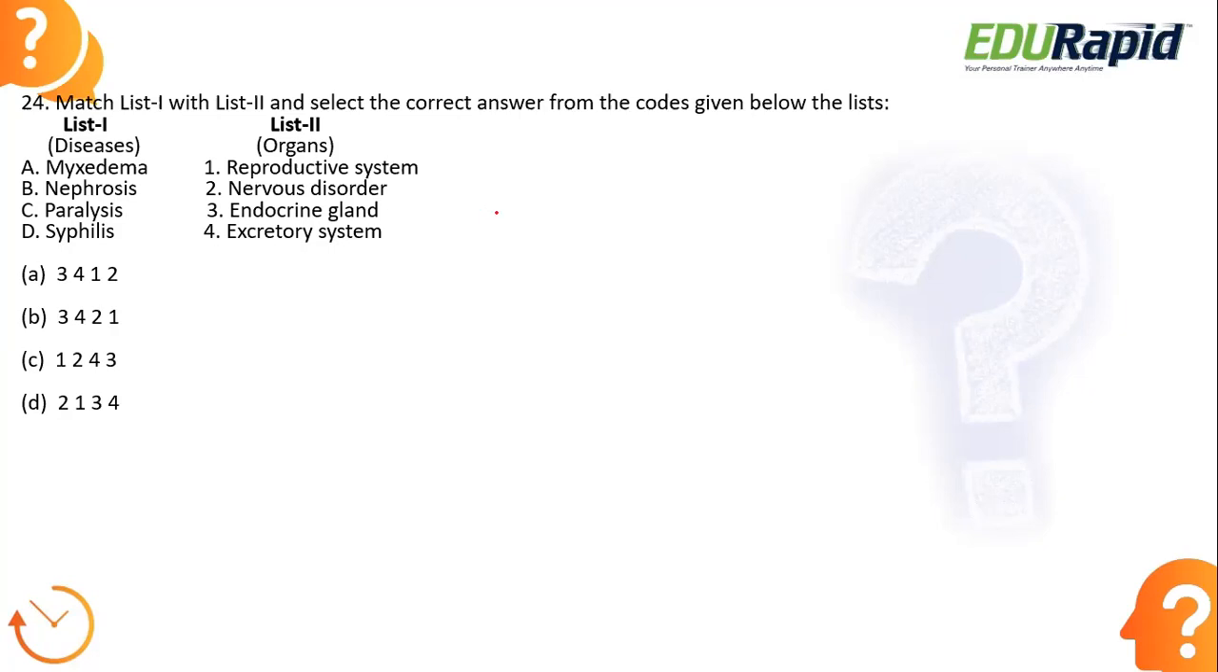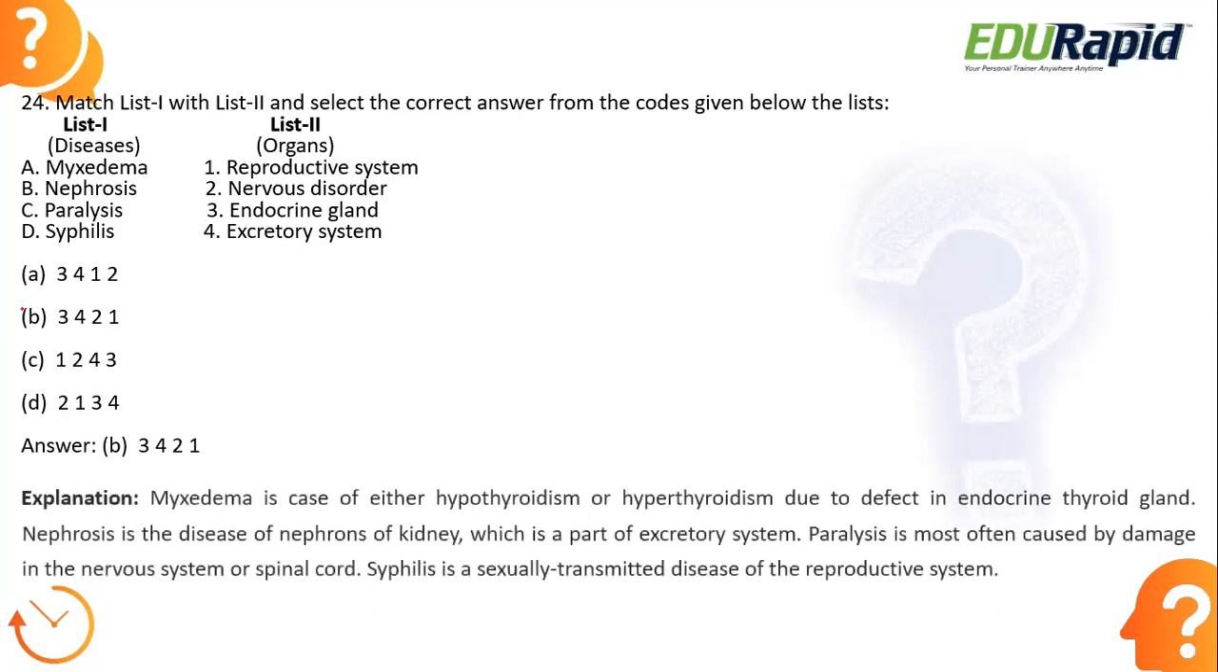Okay, now we'll look at the right answer here. The right answer is option B, 3421. Here, these are all the diseases that we have, and these diseases specifically affect the different organ systems of our body. Now let us know about this.